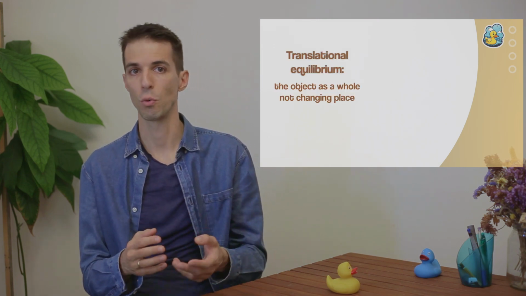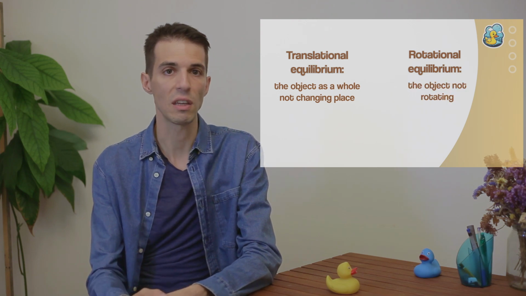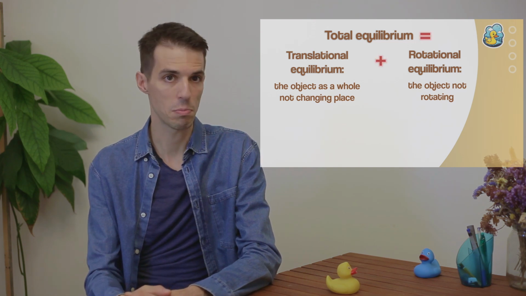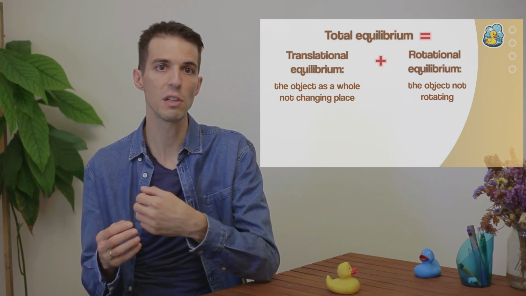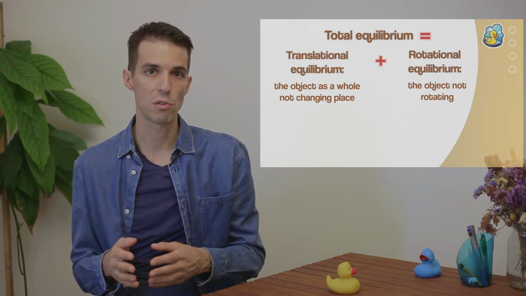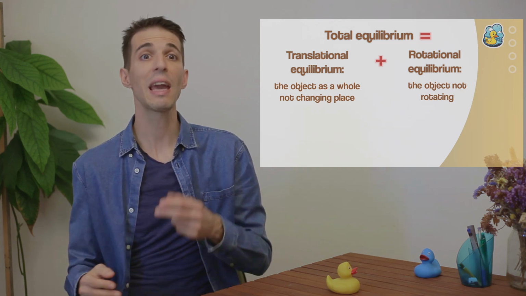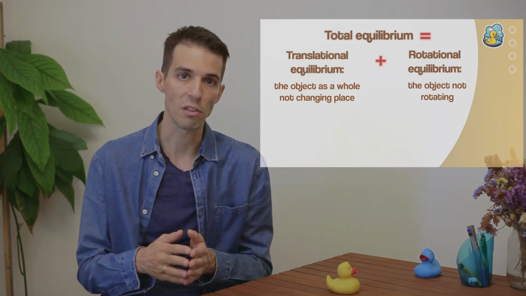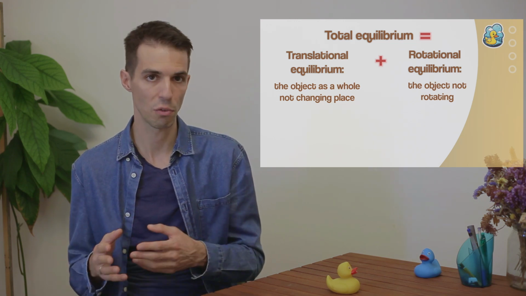So far, we have talked about translational equilibrium, where no net force is acting, and rotational equilibrium, where no net torque is acting. For an object to be in complete equilibrium, both must be true. Translational equilibrium: the object isn't moving away from where it is. For the current discussion, we have restricted it to cases where it doesn't even move in a straight line at a steady velocity. And rotational equilibrium: the object isn't rotating. For the current discussion, we have restricted it to cases where it doesn't even rotate at a steady angular velocity.